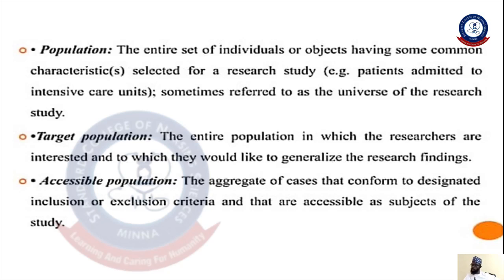And which one is your target population? You say, okay, students are your target population. Then the next one is accessible population. The accessible population is the aggregate of cases that conform to designated inclusion or exclusion criteria and that are accessible as subject of the study.